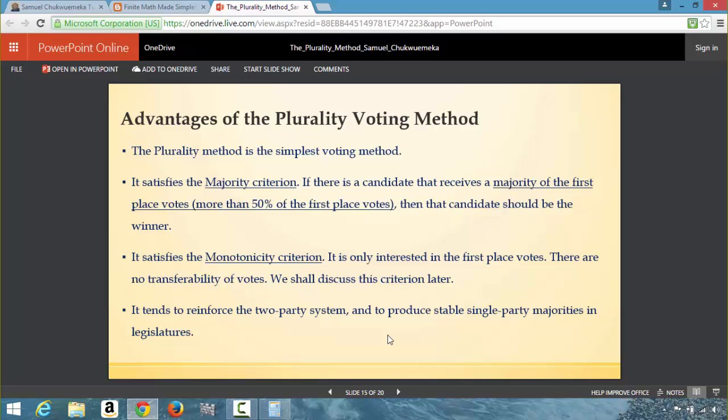So you might call it a strong democracy, or you might say it is a disadvantage because the voices of the other minorities are not heard. But it tends to produce a stable democracy. You won't have to have 100 candidates vying for an election. So those are the advantages.